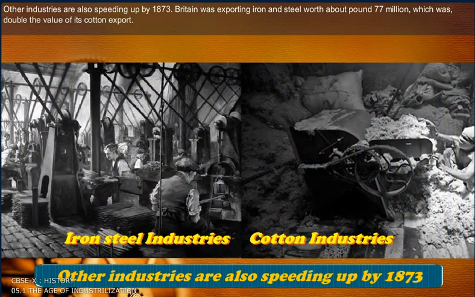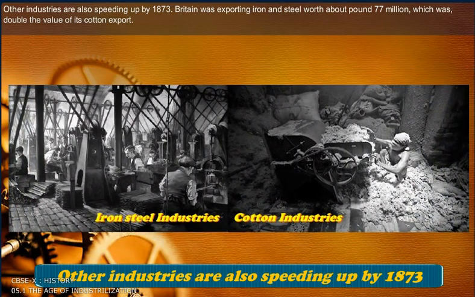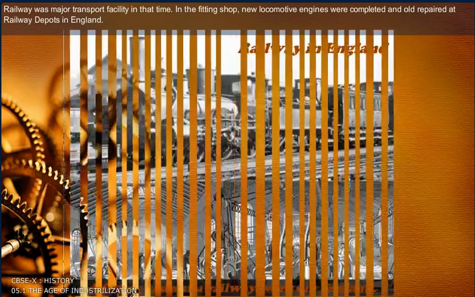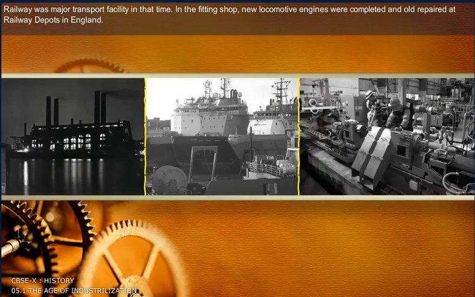Other industries were also speeding up. By 1873, Britain was exporting iron and steel worth about 77 million pounds, which was double the value of its cotton export. Railway was the major transport facility at that time. In the fitting shop, new locomotive engines were completed and old ones were repaired at railway depots in England.